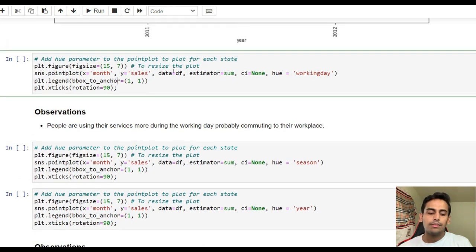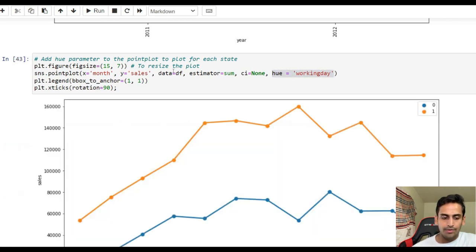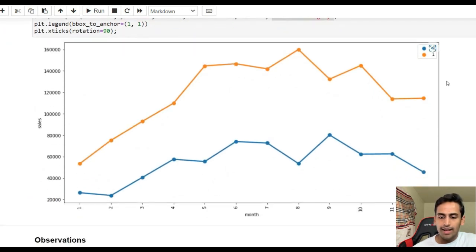So let's see if we break down the sales based on working day. I want to see a trend based on working day. What is my trend? So the way we can do it is I'm using the same point plot, x-axis month, y-axis sales, estimator sum, and then adding a new parameter hue is equal to working day. Now I can see that this orange line represents the working day, whereas the blue line is a non-working day, and we can clearly see that for every month we have more sales on a working day as compared to a non-working day.